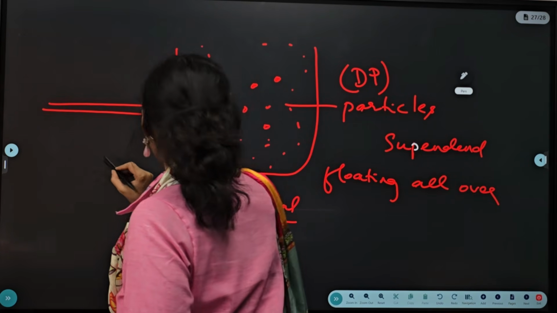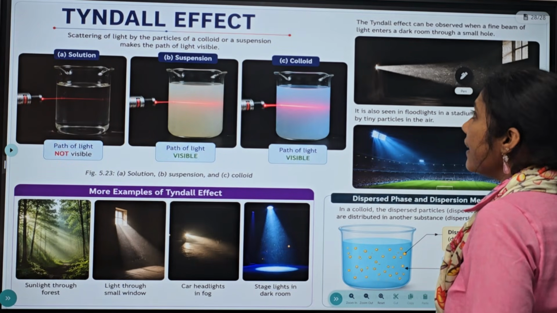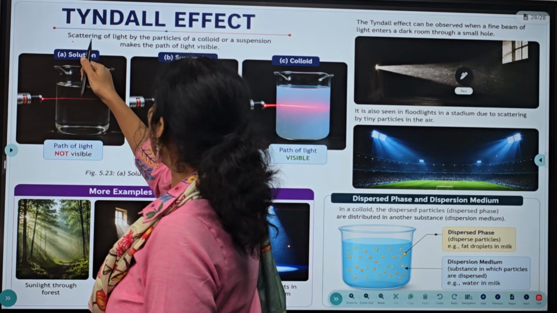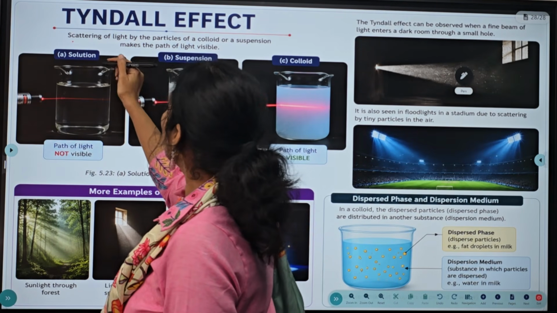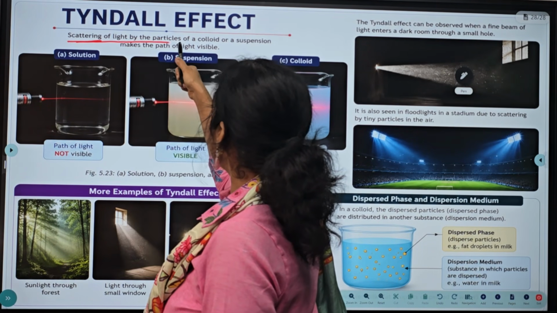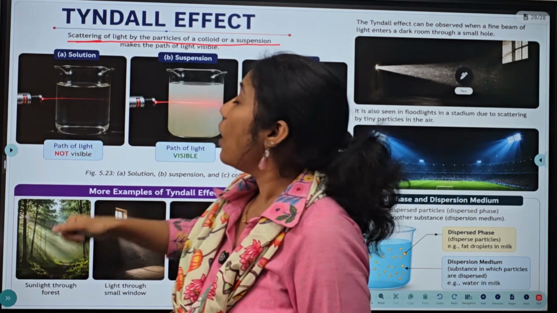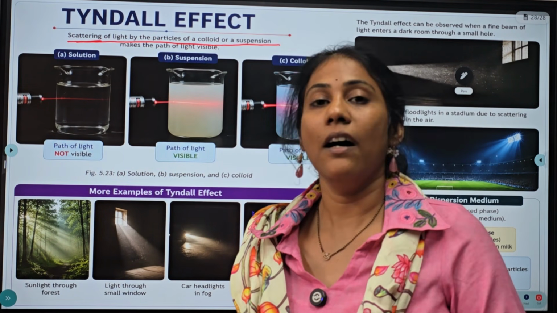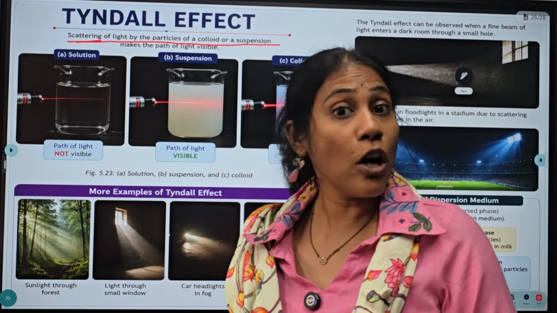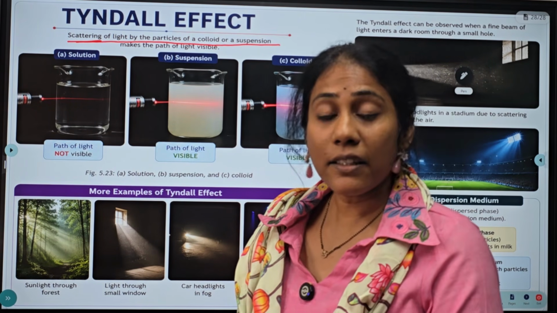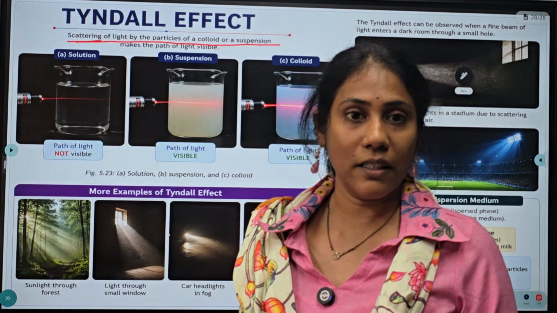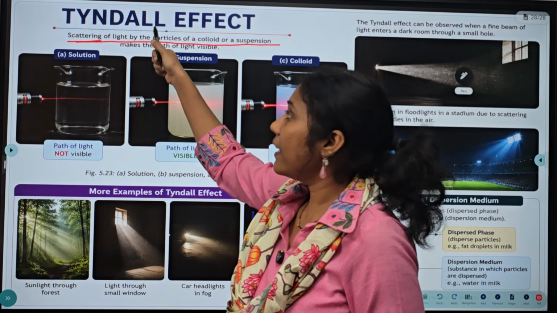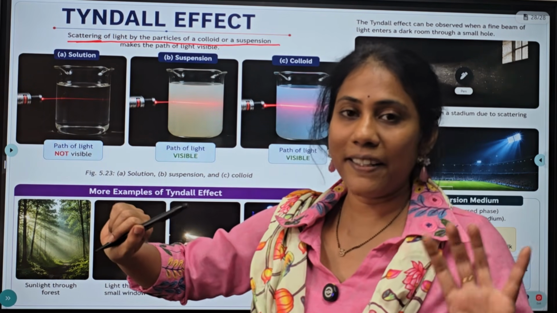So what is the definition you can write for the Tyndall effect? Scattering of light by the particles of colloid or suspension. Scattering can also be observed in a suspension, like chalk plus water. Chalk water is a suspension. Here the particles are much bigger than colloidal particles. So suspensions or colloids, both of them will show the Tyndall effect. What is the Tyndall effect? Scattering of light by the particles. That's it.